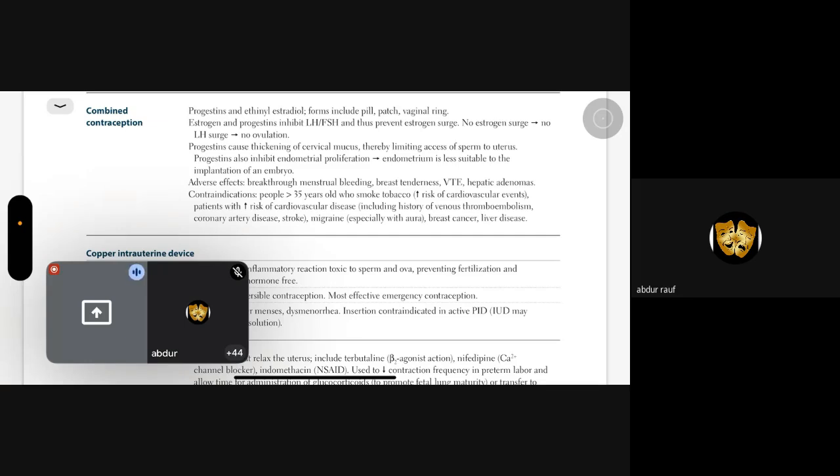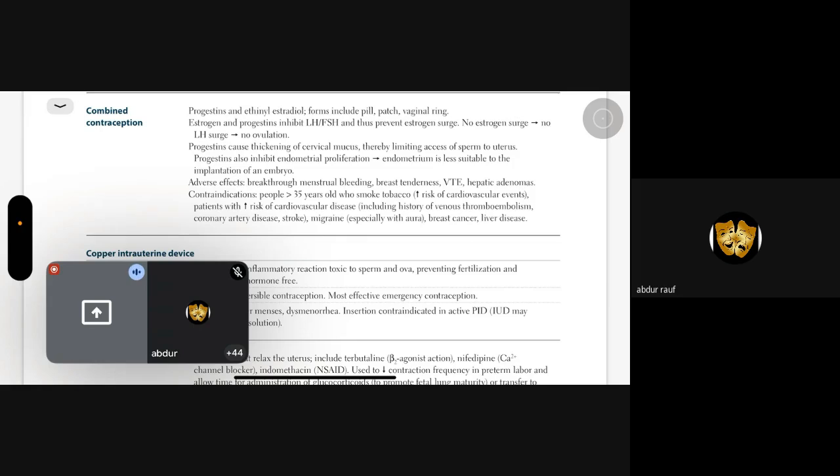So, first of all, what is the mechanism of action? Whenever we give estrogen and progesterone together, they will cause a negative feedback loop on the hypothalamus. GnRH secretion will be decreased, LH and FSH decrease, and the estrogen surge will be reduced. When there is no estrogen surge, no LH will be present, so no ovulation will occur. So this is the mechanism by which estrogen works.